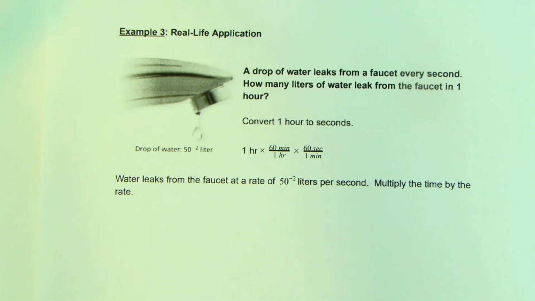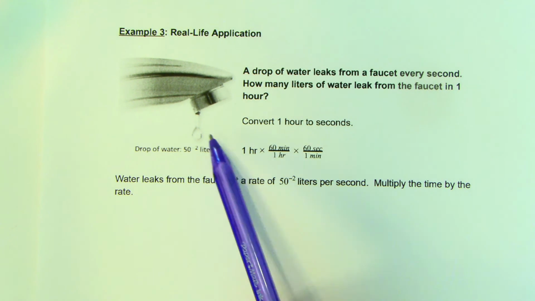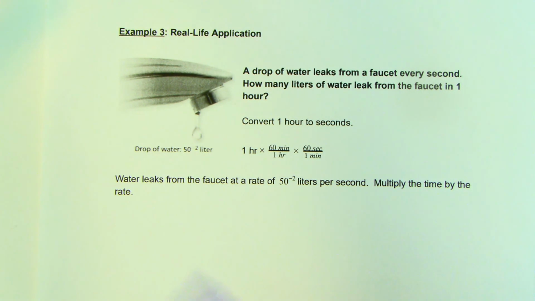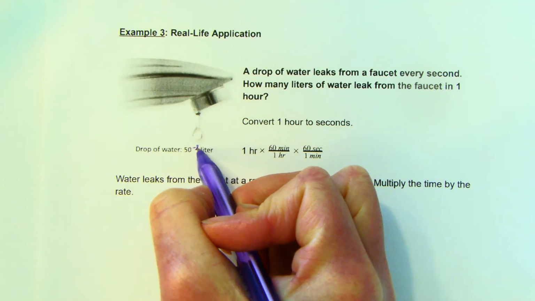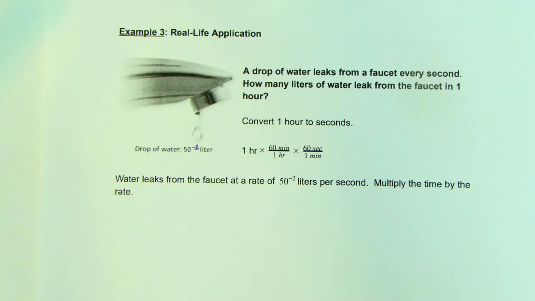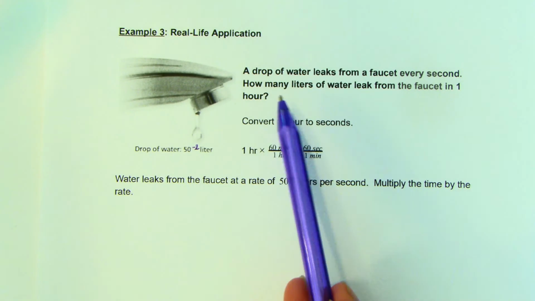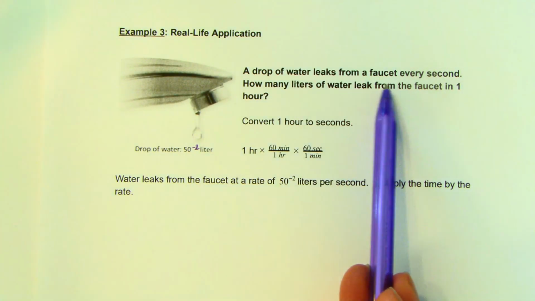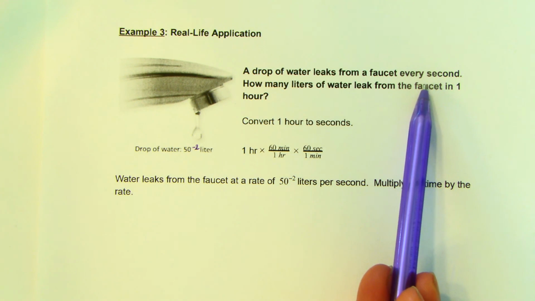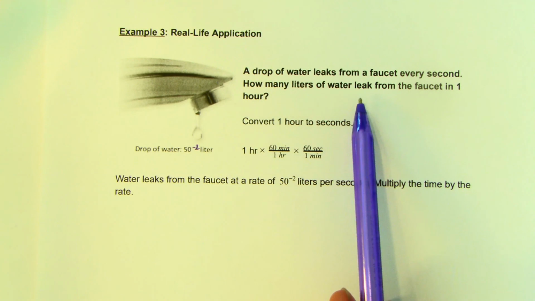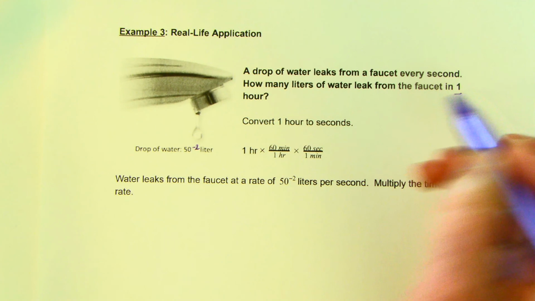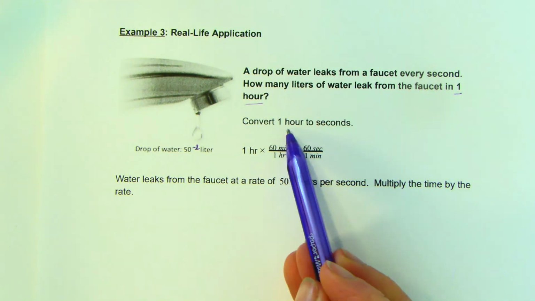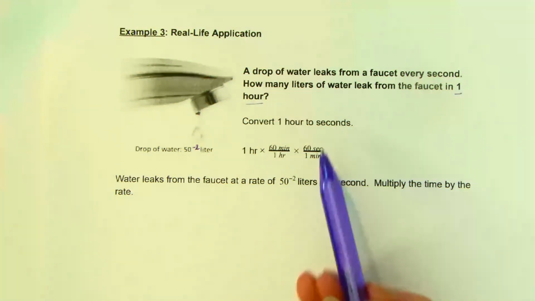Okay. And then in our real life example, we have a leaky faucet. And we're always worried about water in California. This is a 50 to the -2. And once you do the math, you can see why that's such a significant thing. If you have a drop of water and it only leaks 1 drop every second, so that's not even that much, we're going to look at how many liters of water leak from the faucet in 1 hour. And so the first thing you have to do is to convert that hour into seconds.